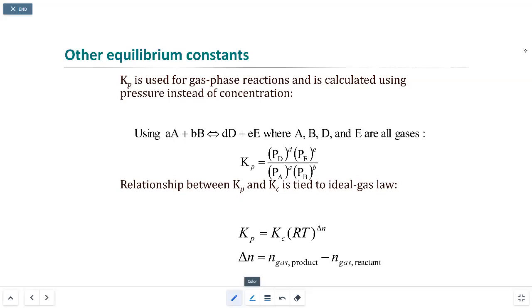But notice the same rules still apply to Kp as did to KC. The coefficients in the balanced equation turn into exponents in the equilibrium expression.